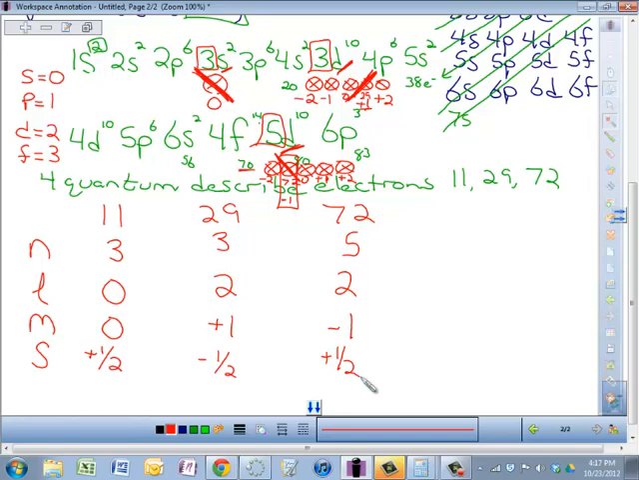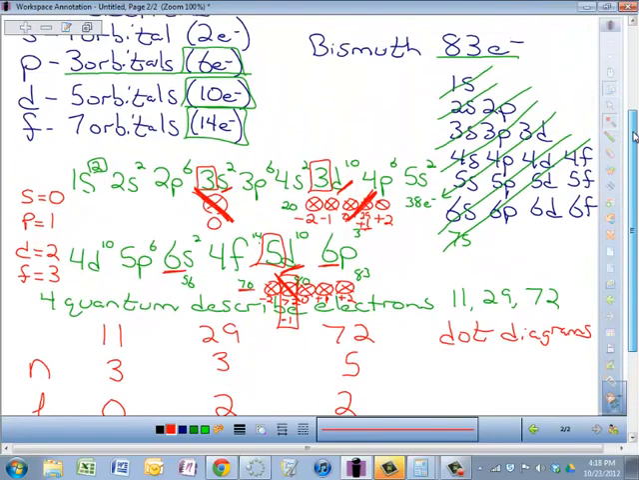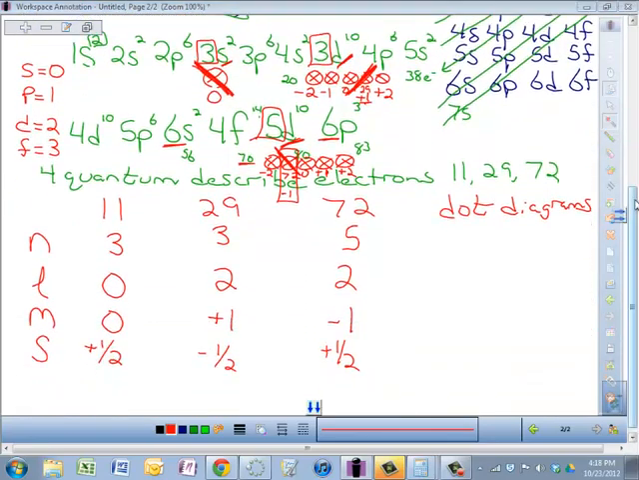When we look at electron dot diagrams, they can be done the same way. What you do is you find your highest energy level. When I look there, I've got a 1, 2, 2, 3, 3, 4, 3, 4, 5, 4, 5, 6th energy level. Now the element that we're doing is bismuth. The symbol for bismuth is Bi.